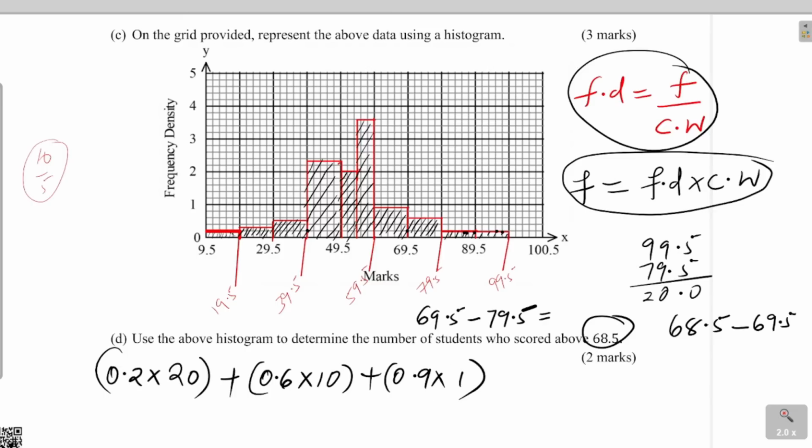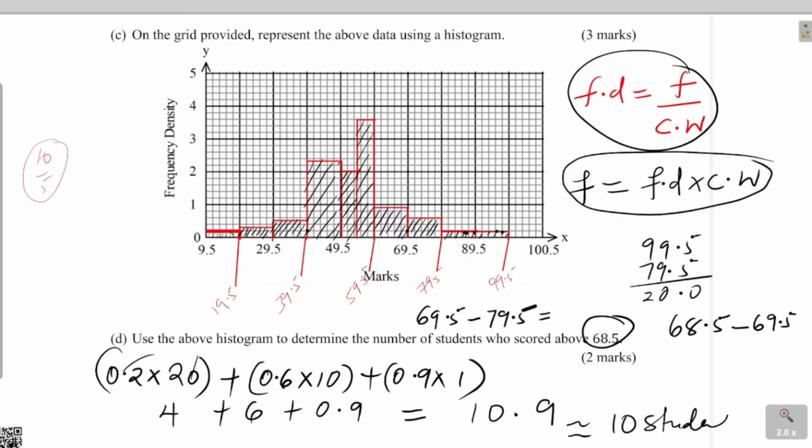So now the number of students will be given by 4 here, plus 6 here, and then 0.9 here. When you add these, you get 10.9 students, and since these are students, you round this downwards to have 10 students only. So that is how you are supposed to solve that question.